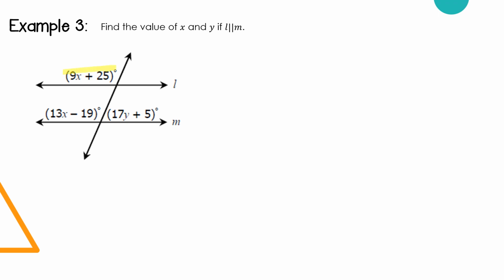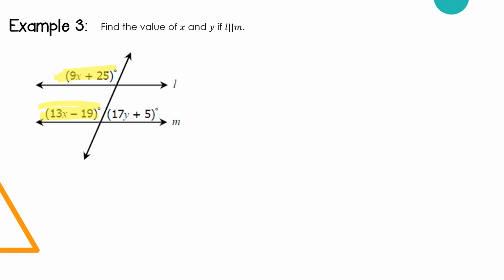So I have an x right here, 9x plus 25, and then I have a 13x minus 19. And I want to go through all my angle relationships and see if they fit one of those pairs. So they do. They're both in the same position in regards to the line, the transversal. They're top left. One's outside, one's inside, but they're both top left. That makes these corresponding angles, and corresponding angles are congruent.